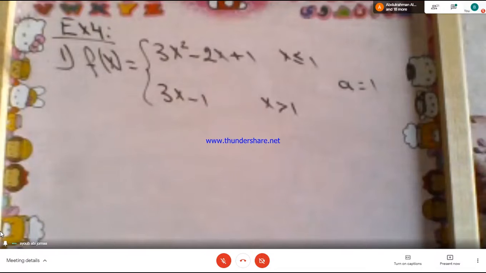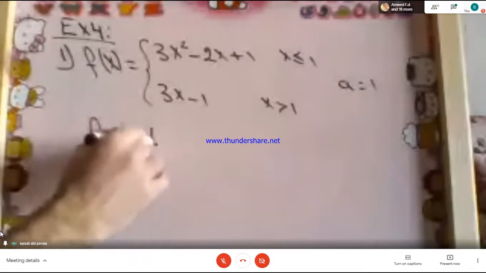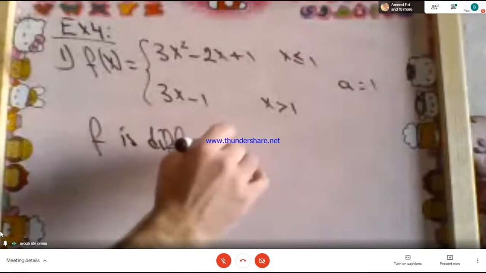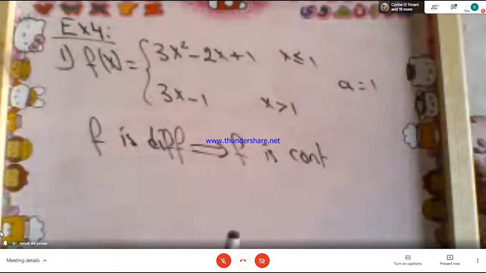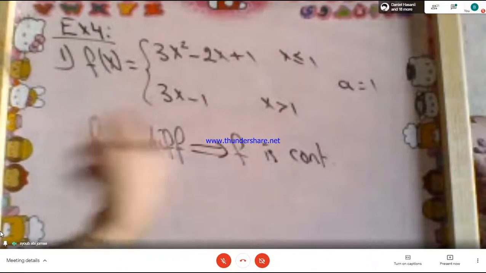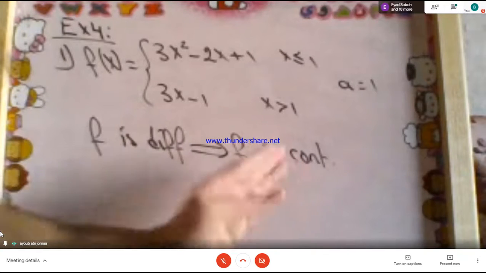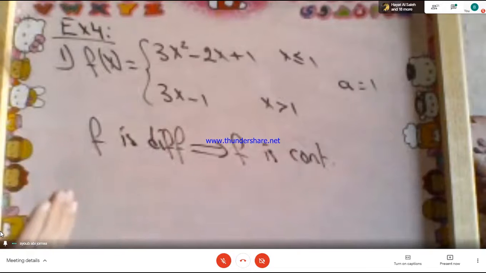If f is differentiable and the derivative exists, it means that f is continuous. But the opposite is not true. It could be continuous but not differentiable. So, the function is differentiable means continuous. The opposite is not true. The function is continuous doesn't mean that it is differentiable.